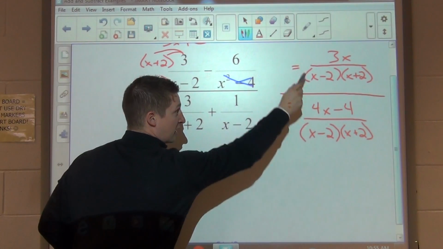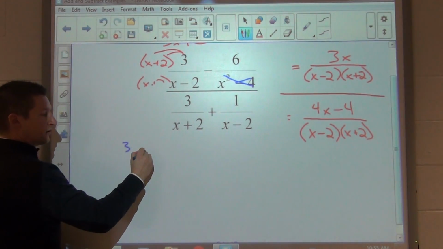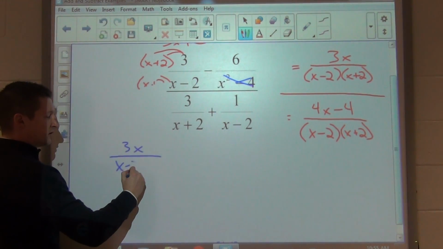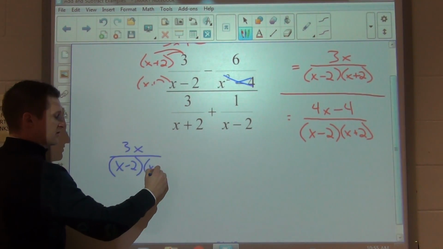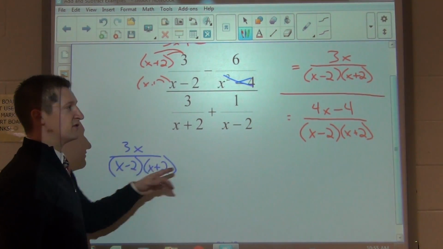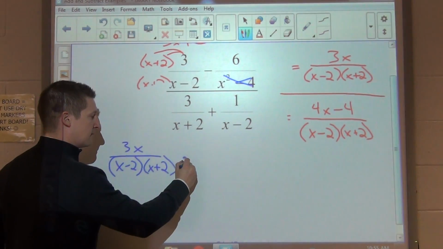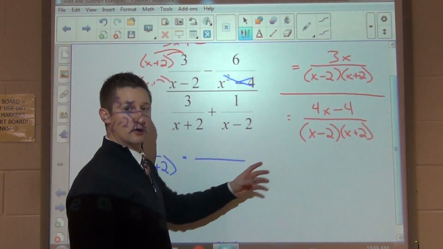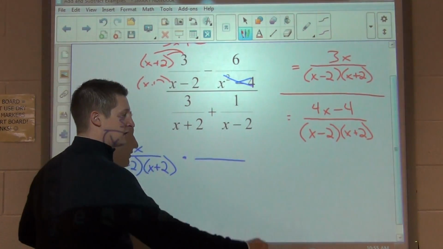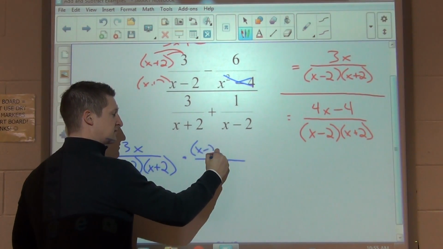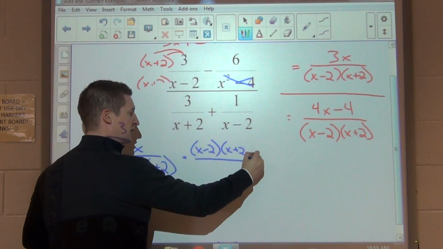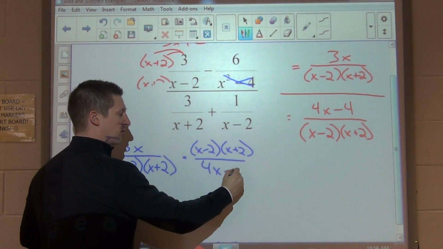So, rewriting our numerator, 3x over x minus 2 times x plus 2. Instead of dividing by this fraction, we're going to multiply by the reciprocal. So I take this, flip it over. The numerator will be x minus 2 times x plus 2, and the denominator will be 4x minus 4.